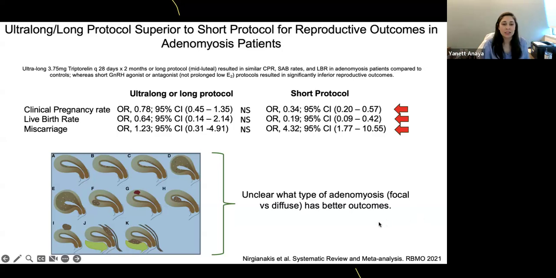One of the things that we don't know is what type of adenomyosis, whether focal or more diffuse, has better outcomes. It does seem that patients where it more involves the junctional zone, so more diffuse, may have lower outcomes compared to focal adenomyosis. And really what this seems to show is a higher rate of miscarriage.